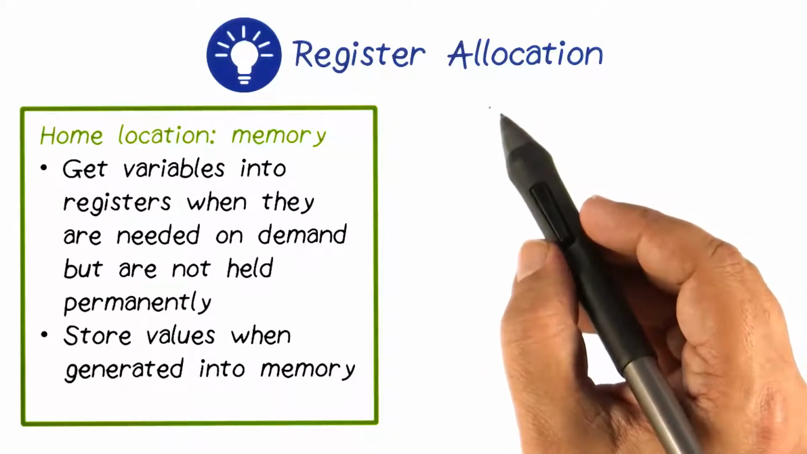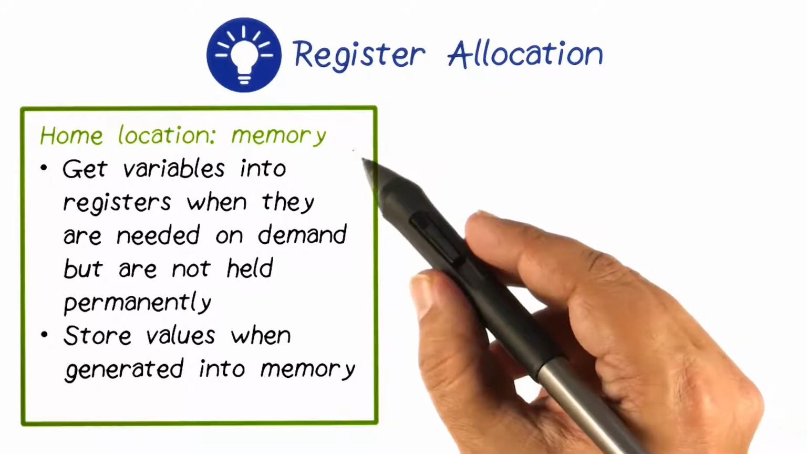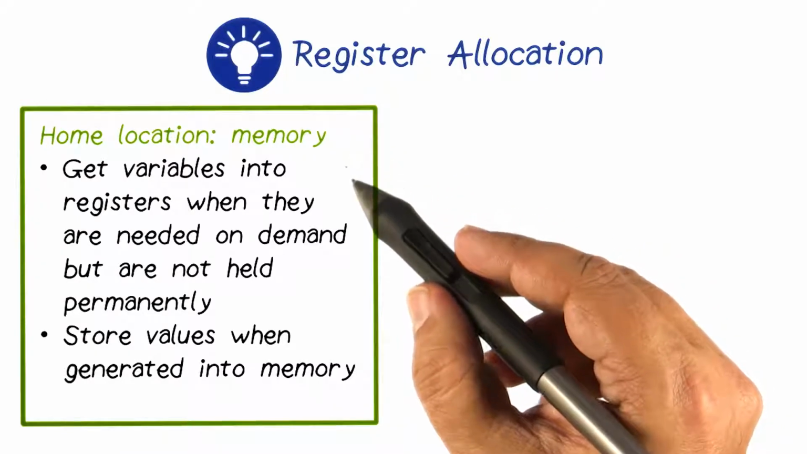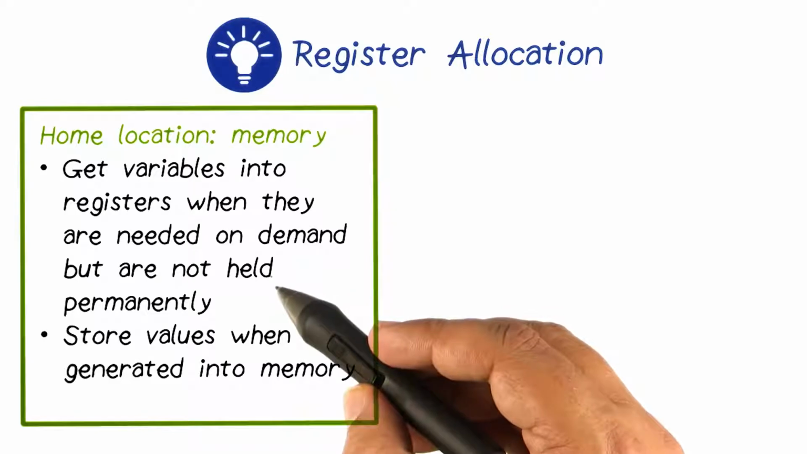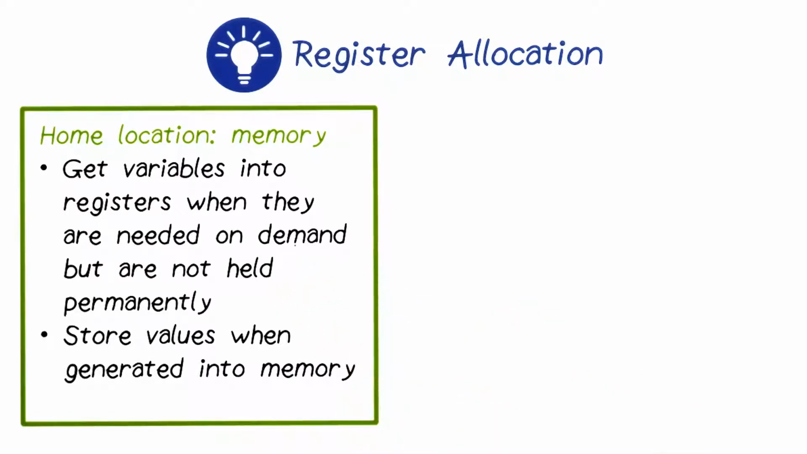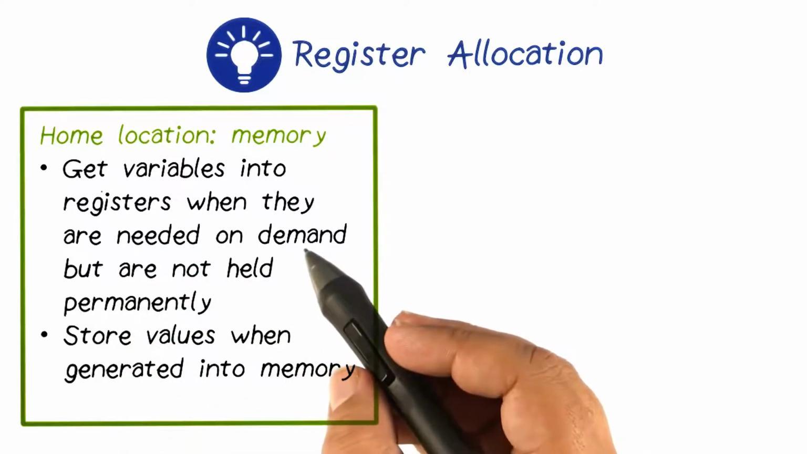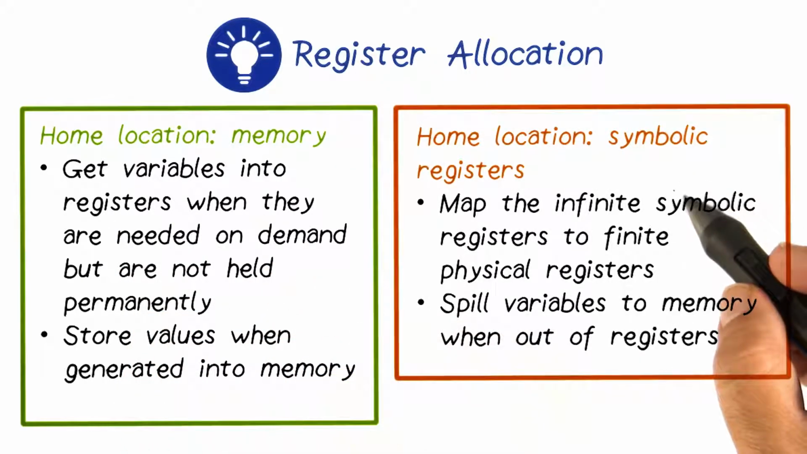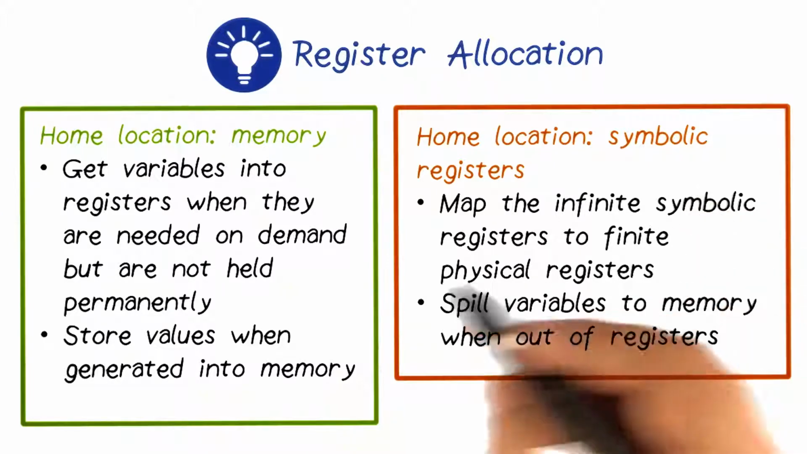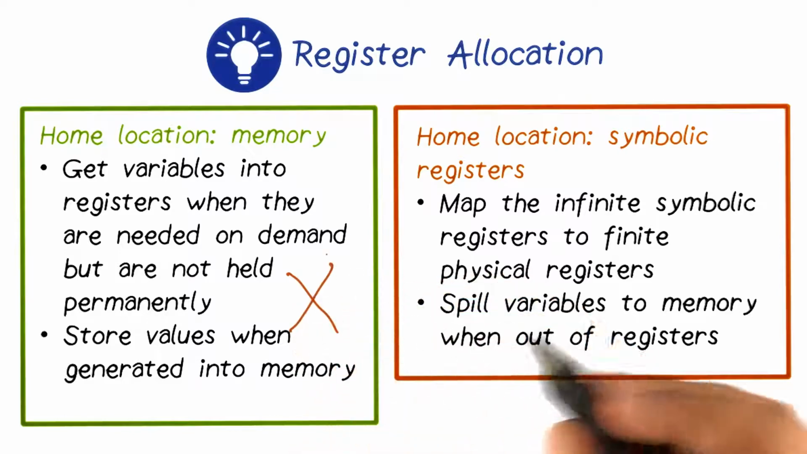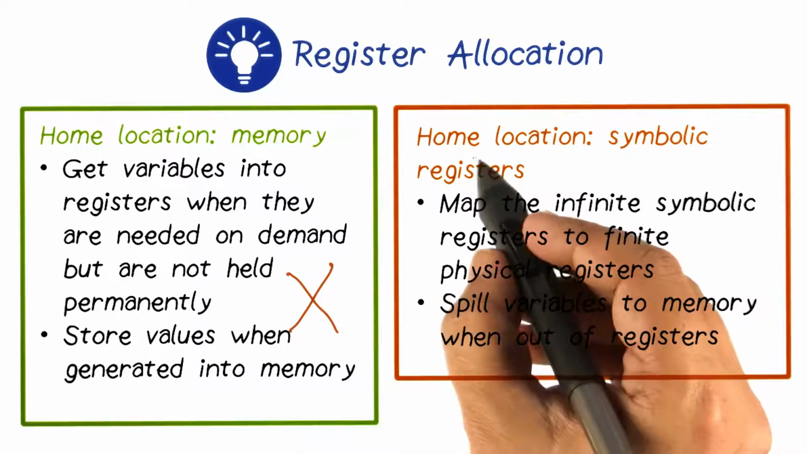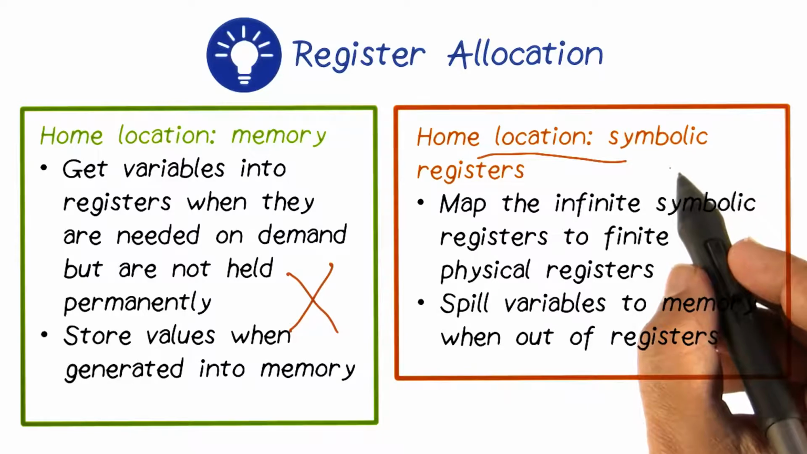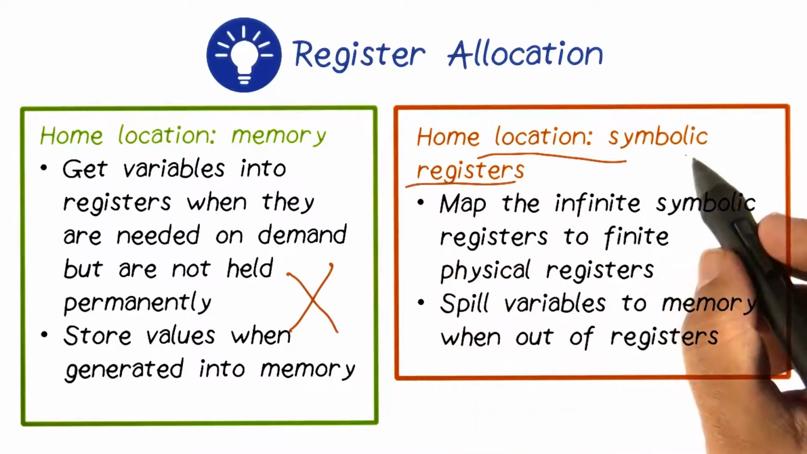One assumption may be that the values are all held in memory and then on demand they are loaded into registers and stored back into the memory. And this assumes that the home location of all the values is memory. However, in almost all the modern processors and especially the embedded processors, we do not undertake this type of an assumption. On the other hand, we assume that the home location of the variables is going to be in registers, and each of the values is residing in a symbolic register.